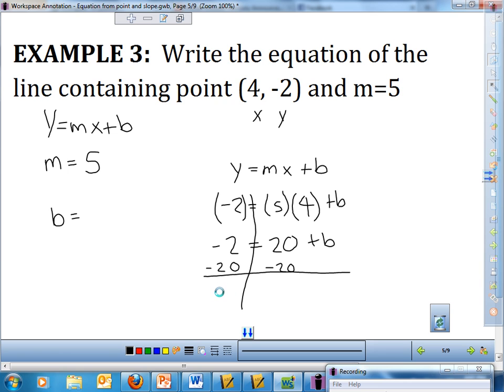Negative 2 minus 20 is a negative 22. This cancels out. I'm going to bring down b. So b is negative 22. At this point, we should go ahead and write our equation. So y equals 5x, or mx, because the slope is 5, minus 22, because b is negative 22.